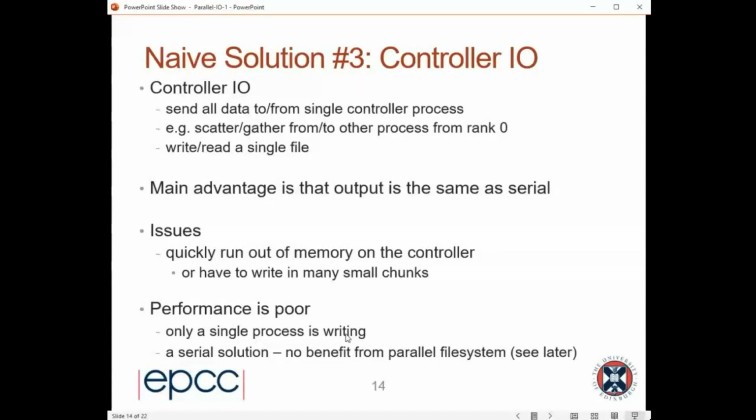Only a single process is writing, and this is a serial solution. We get no benefit from parallel file systems. We'll see later that parallel file systems require many processes to be writing at the same time to get performance. And so, although the file per process approach has many processes writing at once, it gives us lots and lots of thousands of little files, which is a bit of a nightmare to deal with later on. The naive solution of controller I/O does give us the correct output, a single file, but the performance is poor because the I/O is performed by a single process, typically rank 0.